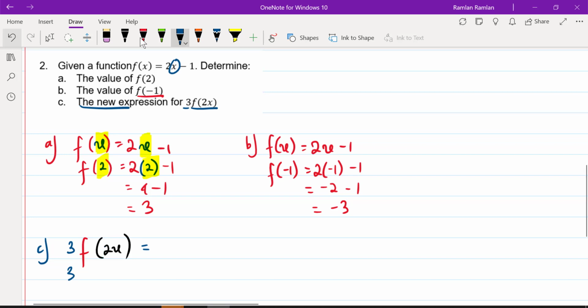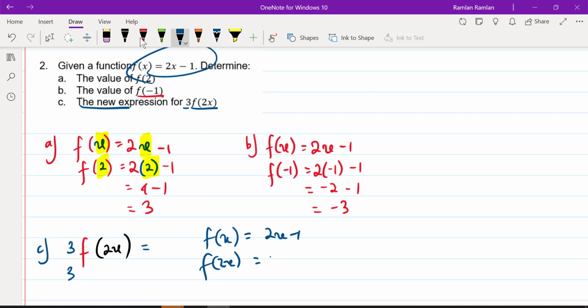Okay, so can you see it again? If I write down f of x, that'll be equal to 2x minus 1, right? From here, if I have f of 2x, there'll be 2 in brackets, 2x, minus 1. Can you see what happened? I'm just changing this x to 2x. So this is what really happened.